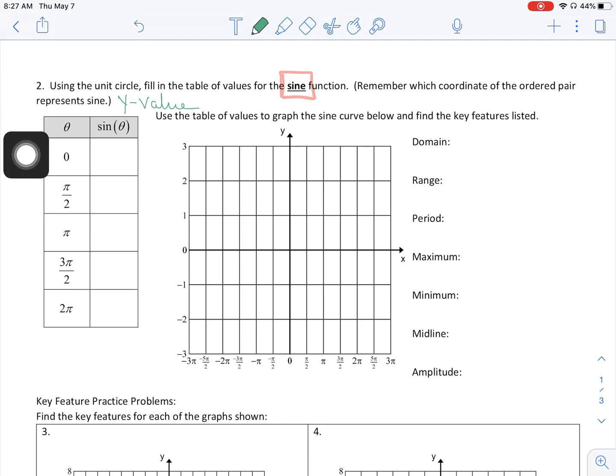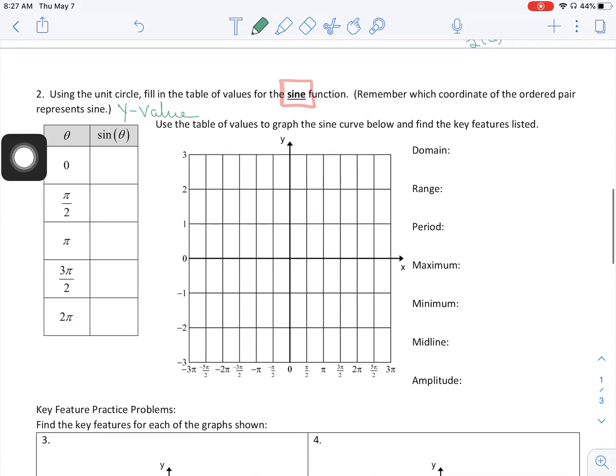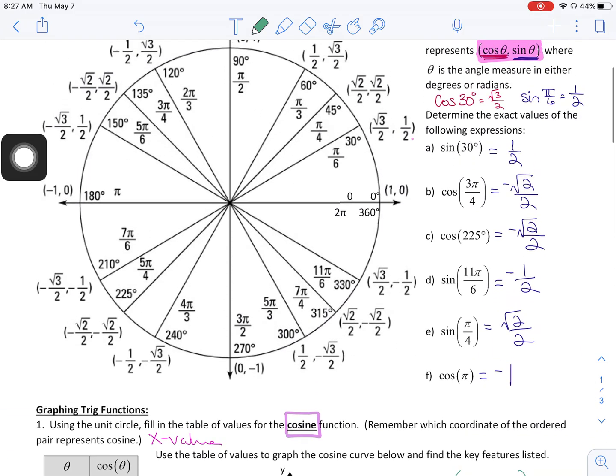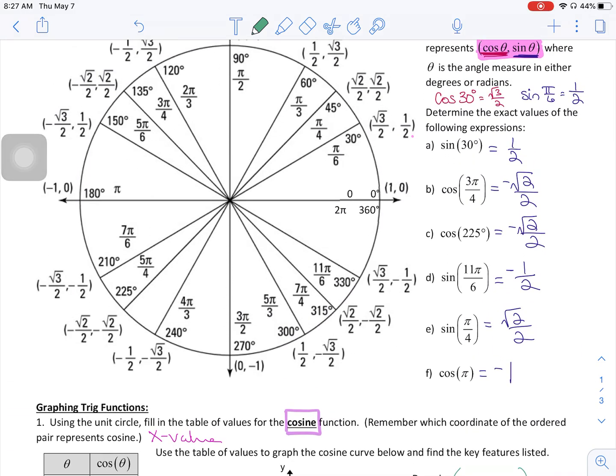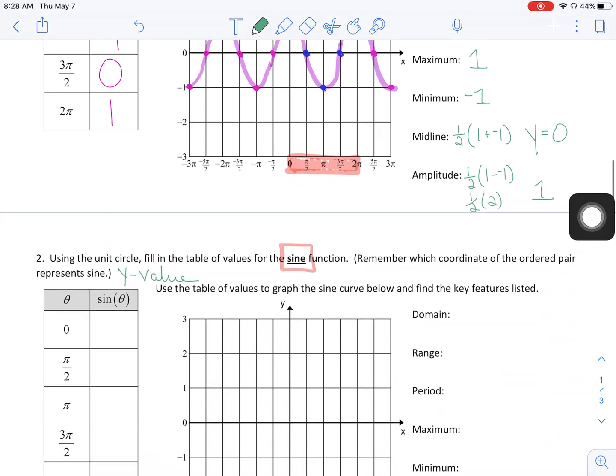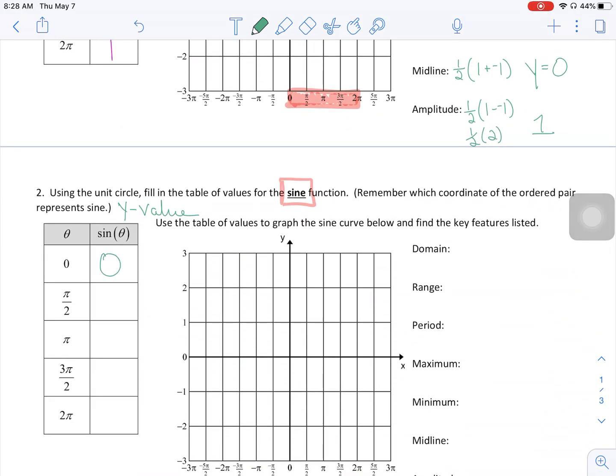So I'm going to go ahead and grab a sine value, the sine of theta, for theta equal to 0. All right, so what is the sine of 0? I'm going to roll on up here to my unit circle. I'm just going to be doing this back and forth to fill out this table. Okay, so 0 radians, 0 degrees, same thing. Ordered pair is 1, 0. Sine is the y value. So the sine of 0 is 0.